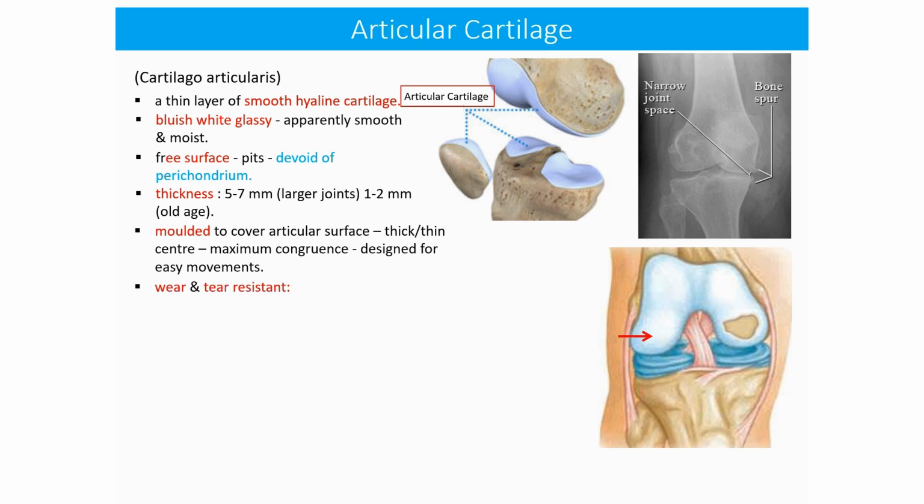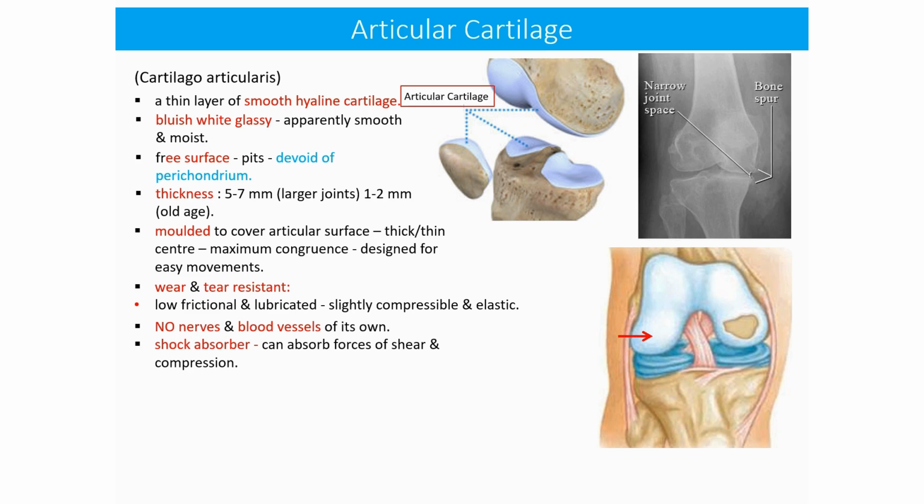It is wear and tear resistant. That is, it has a low frictional index and is lubricated. It is slightly compressible and elastic. There are no nerves or blood vessels of its own. It is considered to be a shock absorber. That is, it can absorb the forces of shear and compression.